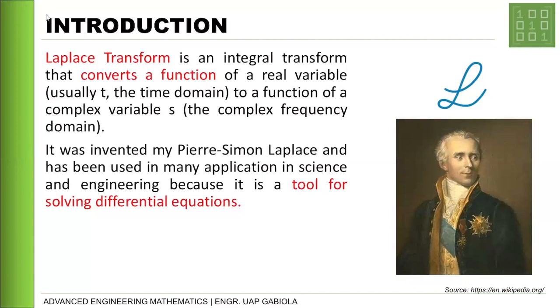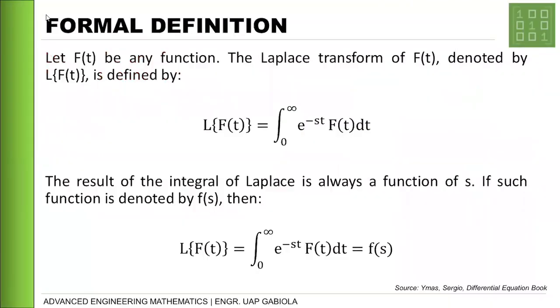And then we have here the formal definition of the Laplace transform. Let f of t be any function with time domain as the variable, or t is our variable. The Laplace transform of f of t, denoted by L{f(t)}, is defined by L{f(t)} equal to the integral of e raised to negative st times f of t dt, from 0 to infinity. Okay? This is the main form that we will use for the Laplace transform.